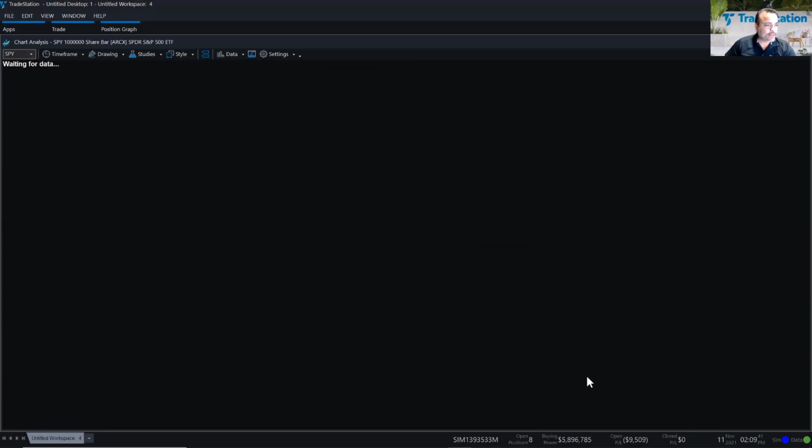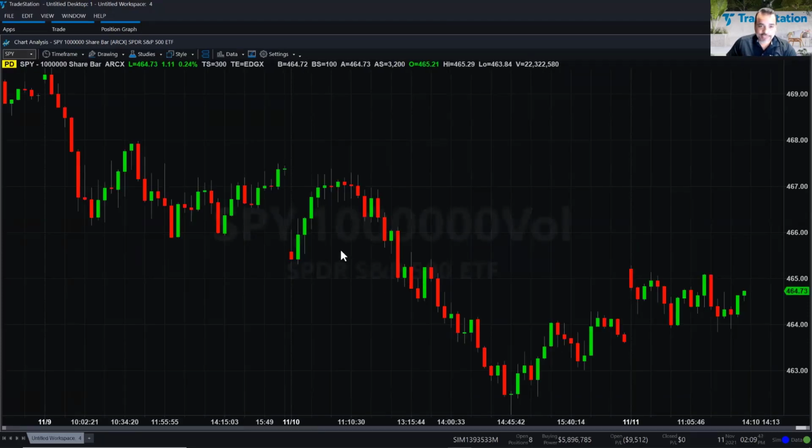All right, that's going to take a little moment. So, okay, it just came back. Notice that it says right here at the very top left, SPY 1 million, meaning that every candle that you see here is built based off 1 million shares traded. So again, the same behavior as the tick one. When trading slows down, you're not going to get as many candles. But when volume picks up and a lot of shares are being traded, you're going to get far more candles.